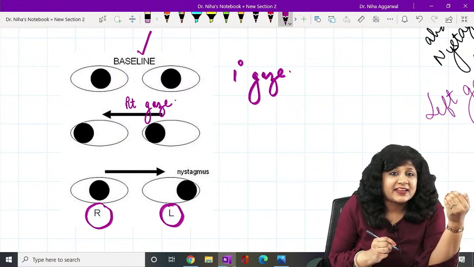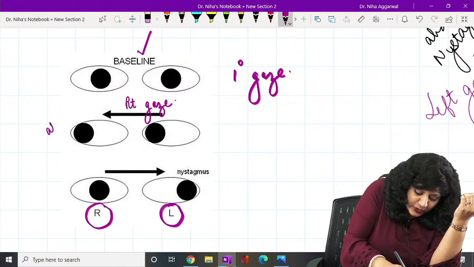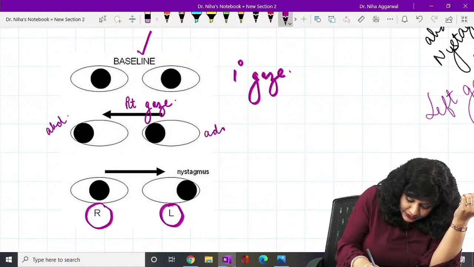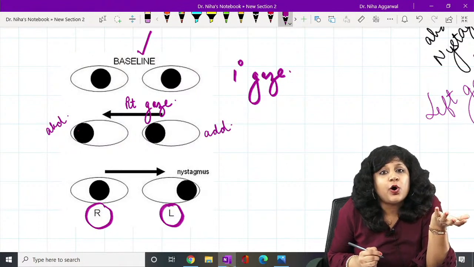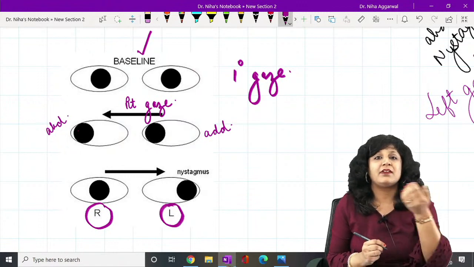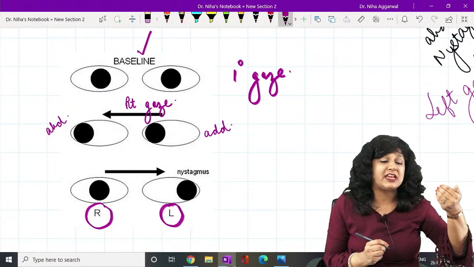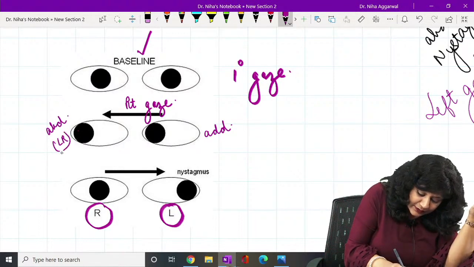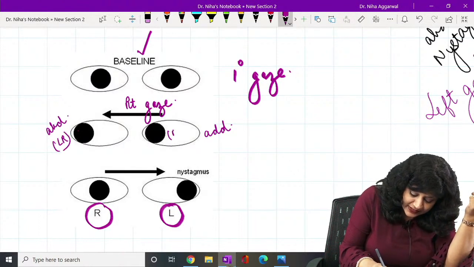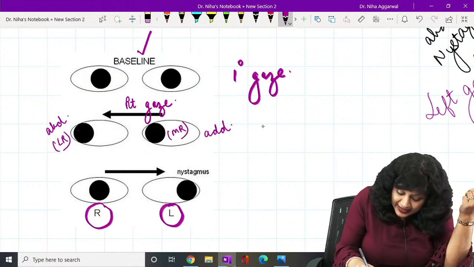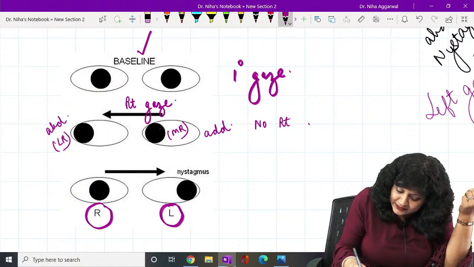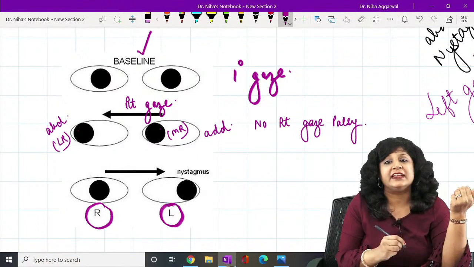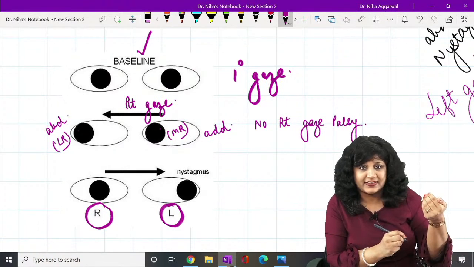So in right gaze, right eye is showing you abduction and the left eye is showing you adduction, and both are normal. So when the patient is trying to see towards the right, the right eye lateral rectus is working fine and the left eye medial rectus is also working fine. So that means no right gaze palsy. That means the person does not have any right gaze palsy because he is able to see the right side.